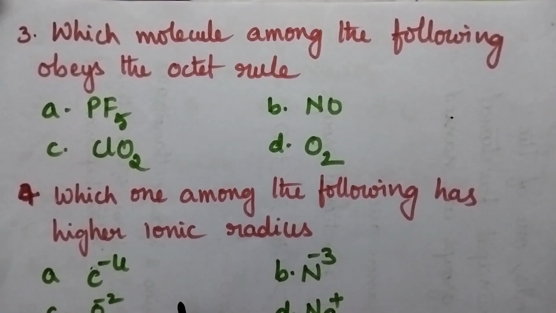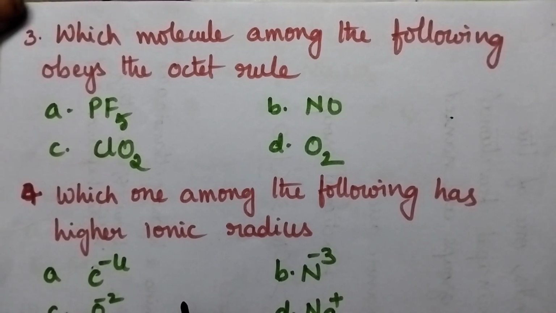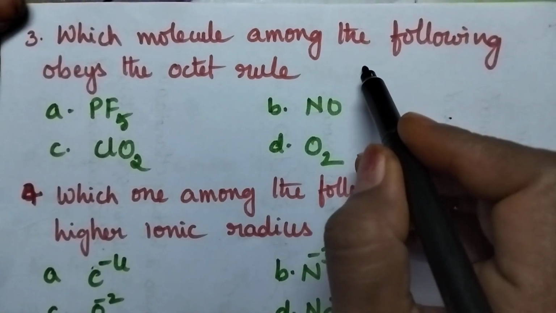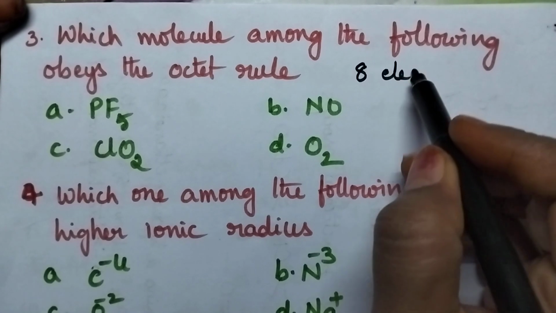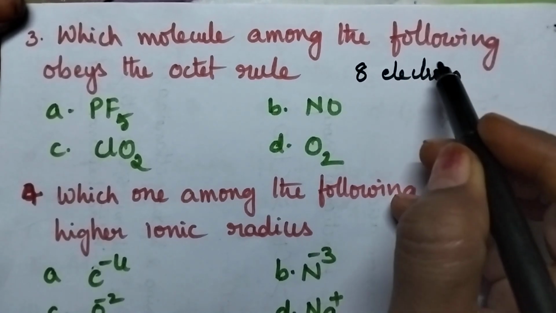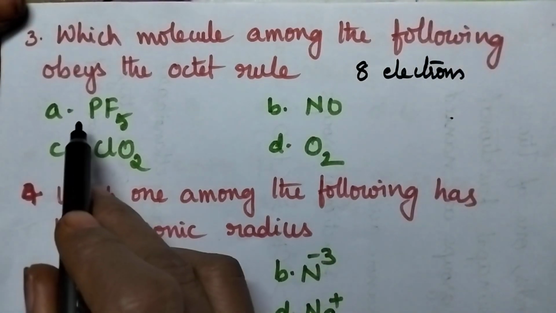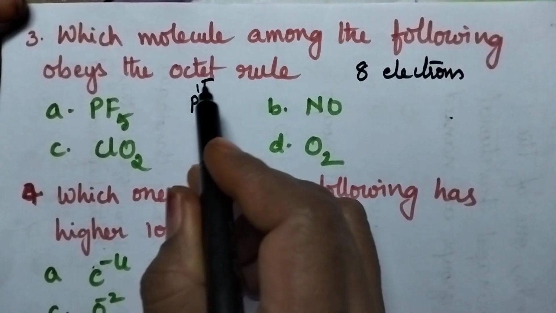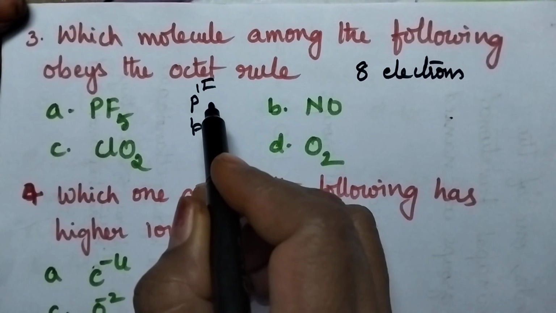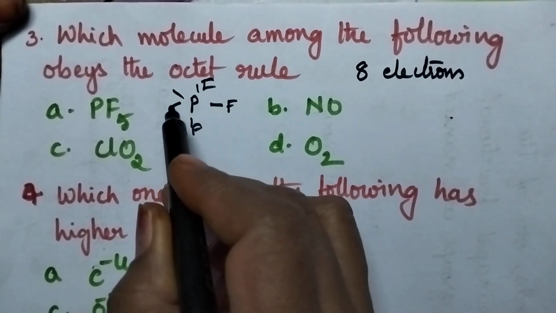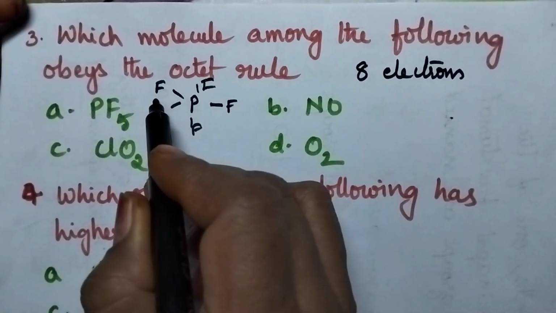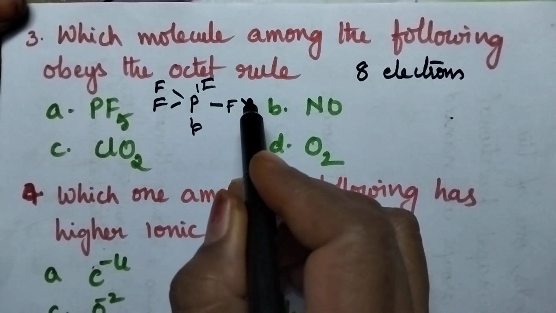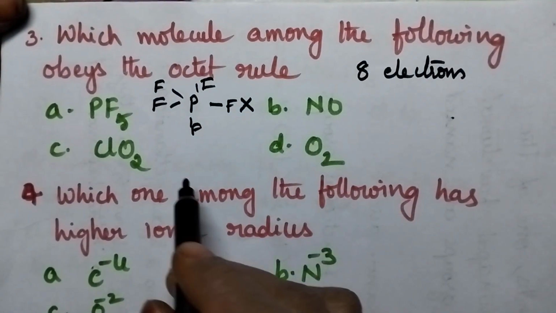Which molecule among the following obeys octet rule? Octet rule means it must contain 8 electrons in the outermost orbit for the stability. So coming to the PF5, it contains 5 bonds. That means 10 electrons are present. So PF5 will not obey octet rule.